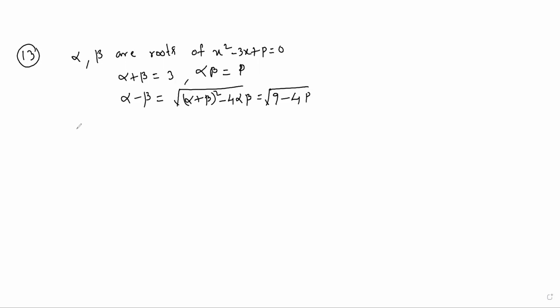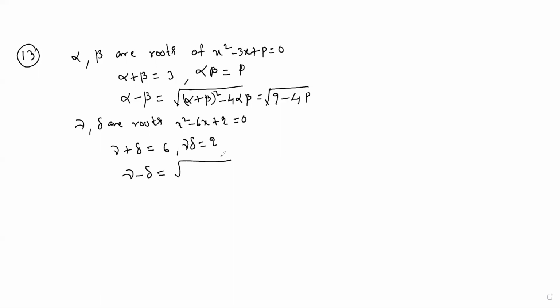Next, they have given gamma and delta are roots of another equation, x square minus 6x plus q equal to 0. Similarly, gamma plus delta, the sum is clearly 6. Product gamma into delta is q. Gamma minus delta, same formula: square root of (gamma plus delta) whole square minus 4 gamma delta, that is 6 square, 36 minus 4q. They are asking for the ratio between 2q plus p and 2q minus p.